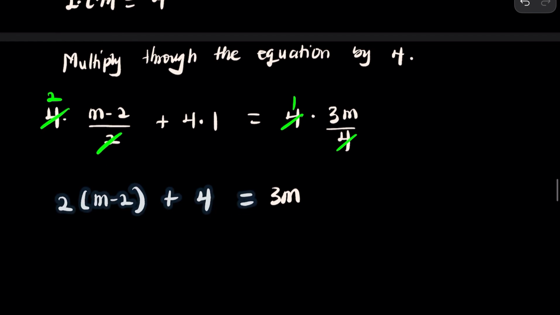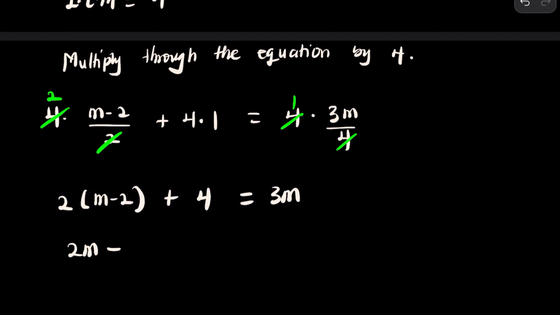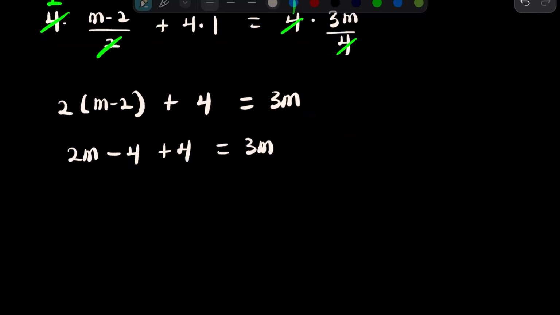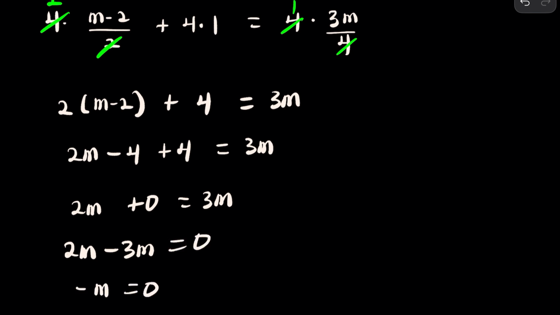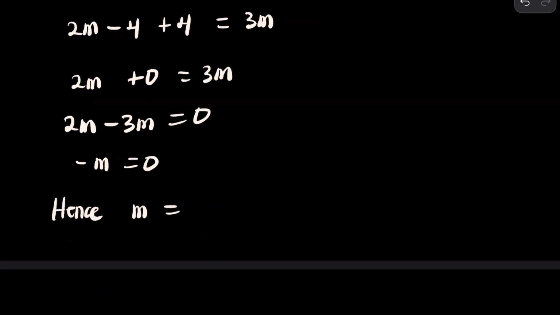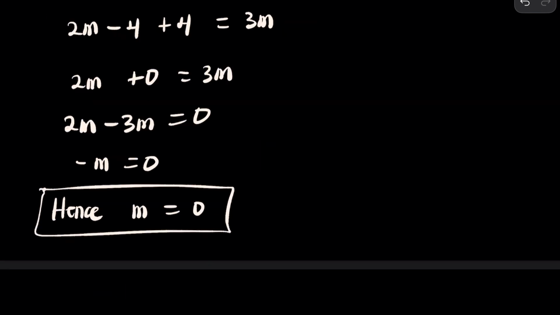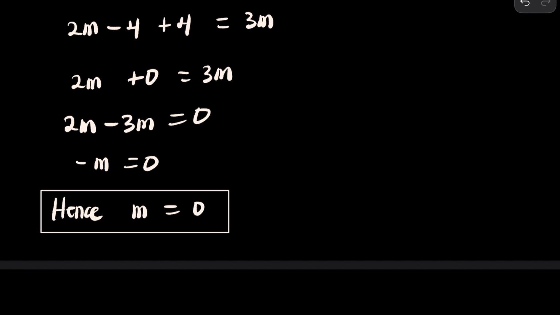So let's simplify the left hand side. So we are going to have 2 times m, that will be 2m, and 2 times minus 2 will be minus 4, plus 4 is equal to 3m. Simplifying this, we are going to have 2m plus 0, because minus 4 plus 4 is 0, is equal to 3m. So when we group like terms, we are going to have 2m minus 3m is equal to 0. Thus, minus m is equal to 0. Hence, m is equal to 0. So the value for m in this equation is equal to 0.